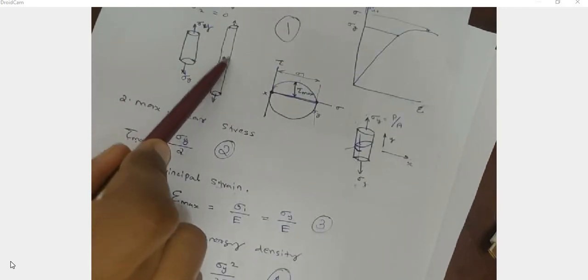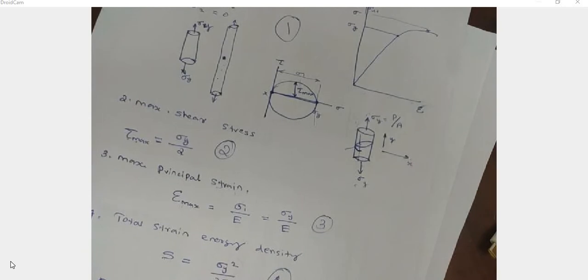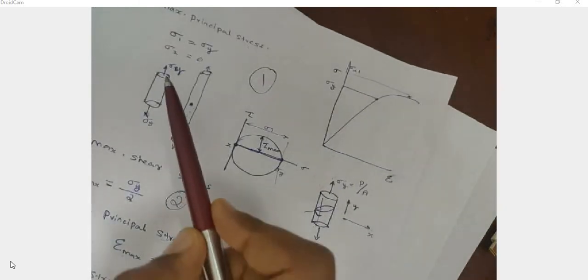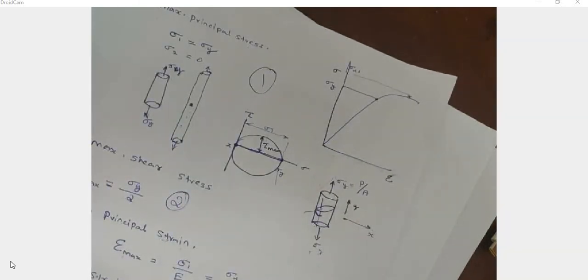The last case is distortion energy density. Again, we derive the distortion energy, that is equal to sigma y square by 6G, and that is the distortion energy produced on this material by the uniaxial loading. And if this distortion energy density is greater than or equal to the distortion energy corresponding to the yield point of the material, then there will be yielding or deformation of the material.